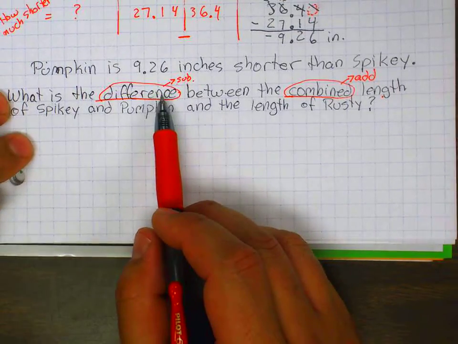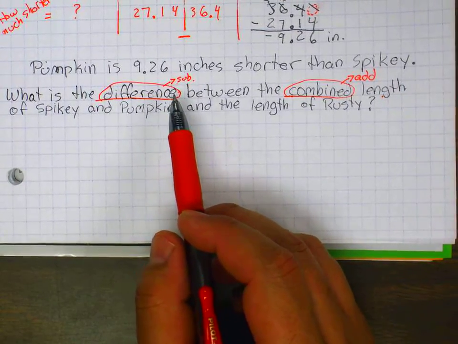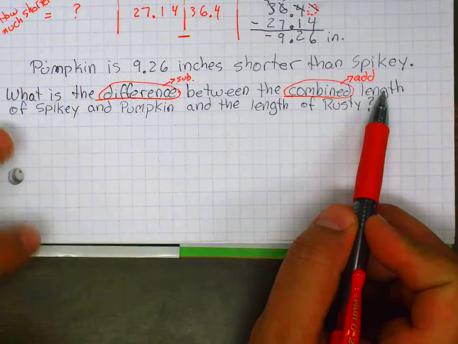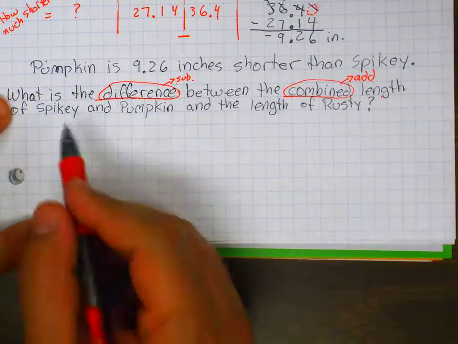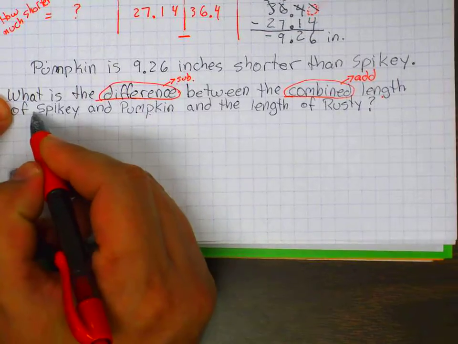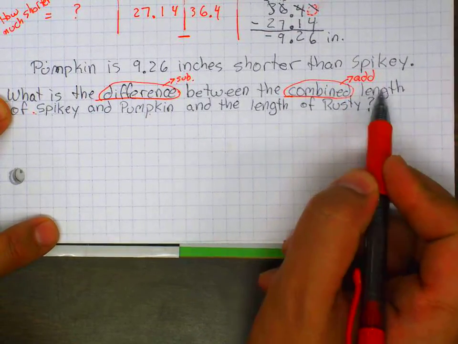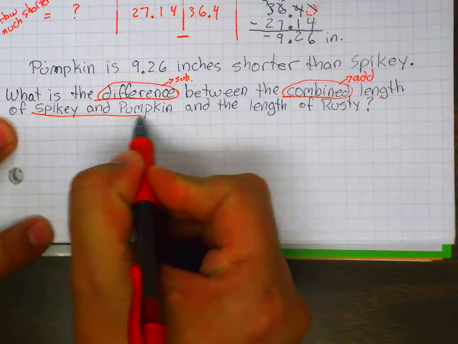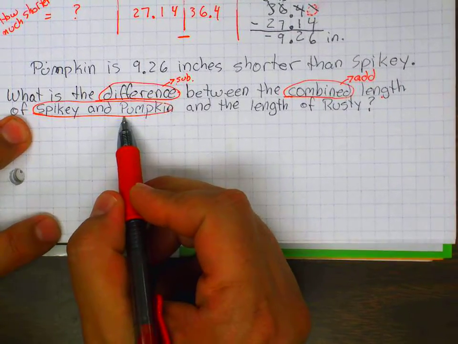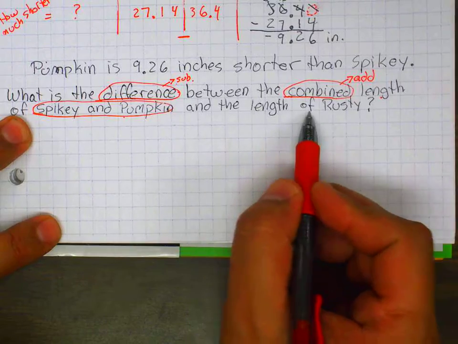I'm going to go again. Listen to me. Pay attention here. Thank you. Combined length of Spiky and Pumpkin. I'm going to combine the length of Spiky and Pumpkin together, of course, and the length of Rusty.